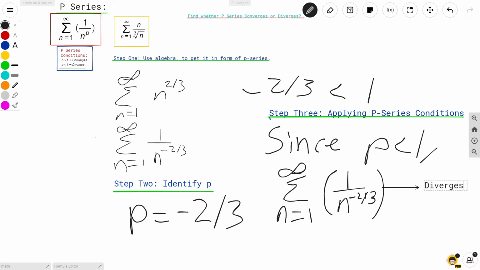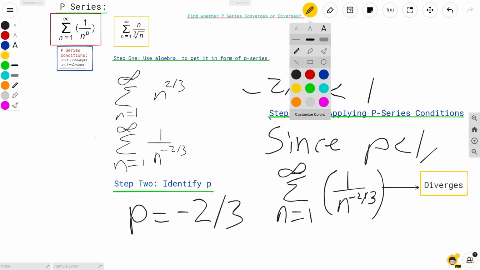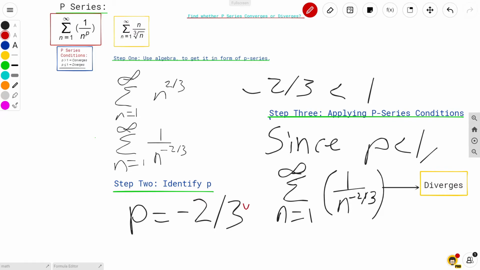And that's basically how you find whether a p-series converges or diverges. In step 1, all we did was perform algebra to get it in the form of 1 over n raised to the p power. In step 2, we identified p was negative 2/3. In step 3, we simply tested the condition, and this particular series diverges.